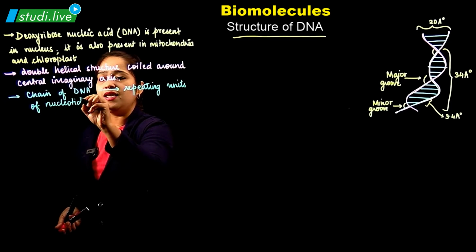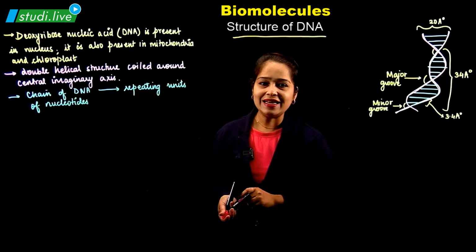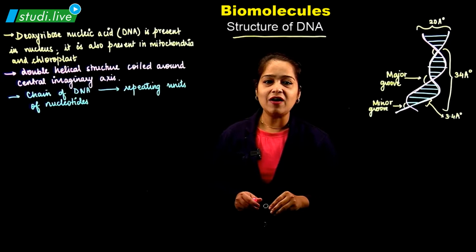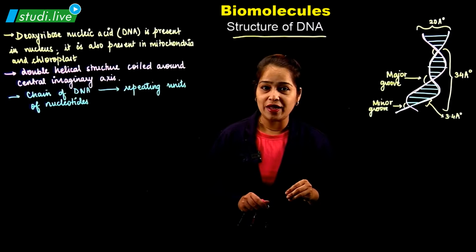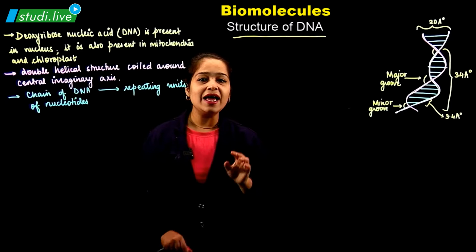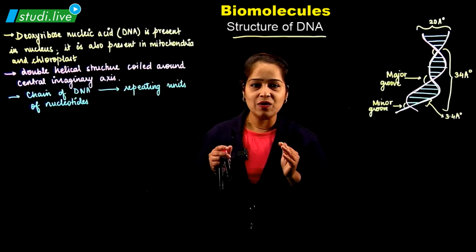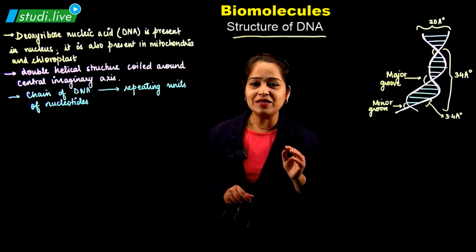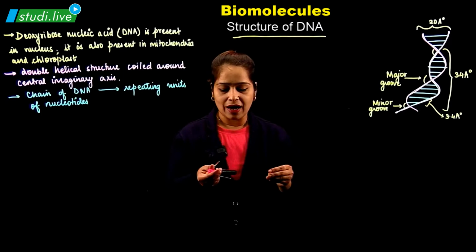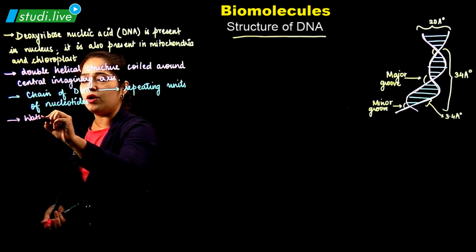So let us see this structure and who proposed it. Watson and Crick proposed the double helical structure of DNA, the Watson and Crick model of DNA, in the year 1953, after seeing the X-ray crystallographic studies of Wilkins. Wilkins and Franklin had done experimental studies using X-ray crystallography, and based upon that Watson and Crick proposed the model of DNA.